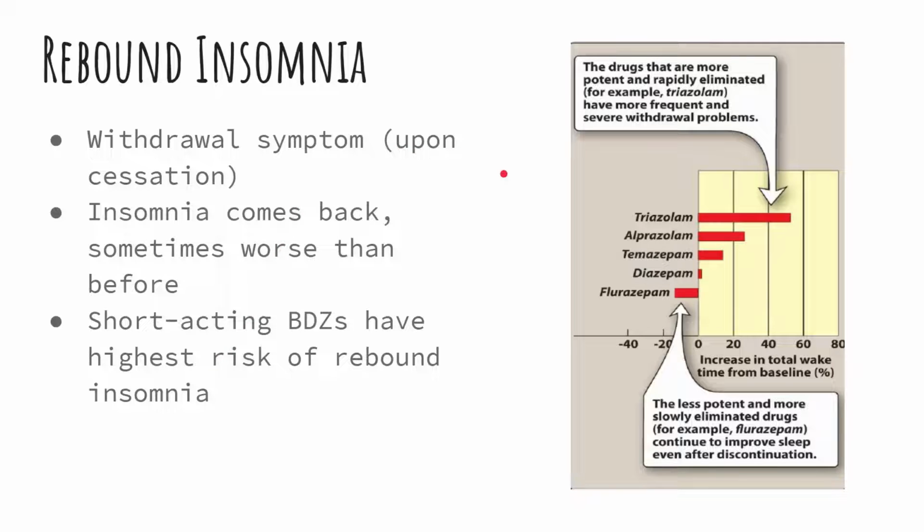Here we have a very good chart explaining what we just talked about. This on the x-axis shows the increase in total wake time from the baseline in percentage after stopping the drug. يعني باختصار, هاي البرسنتجز اللي بتكون تحت على الاكس اكسس هي عبارة عن الزيادة بالوقت اللي طبعا هي بالبرسنتج, it's in percentages, it's the increase in the total wake time, يعني الزيادة بالوقت الصاحي اللي بيقعد فيه البيشنت وهو نايم.